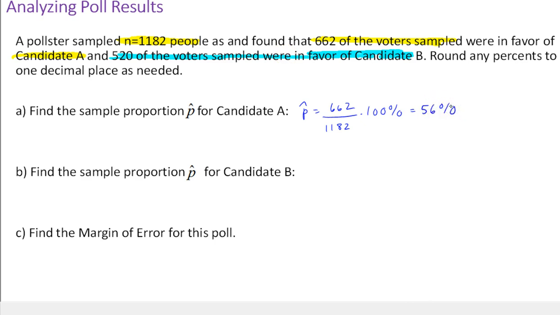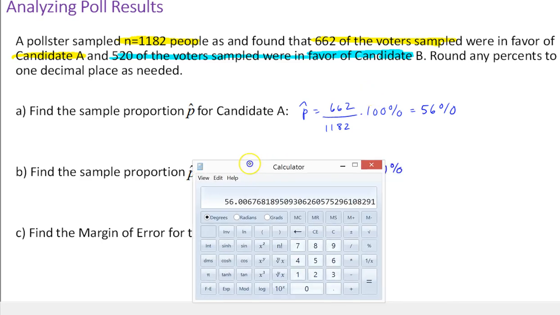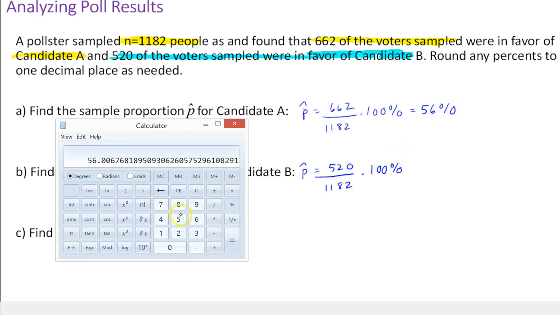Now let's look at candidate B. Candidate B had 520 votes out of 1,182. Assuming that everybody favored either candidate A or B, which is all we've been looking at, this should be 44%, but we'll just compute it anyway. So 520 divided by 1182 times 100%. And rounded to 1 decimal place, this rounds up to the whole number of 44%.